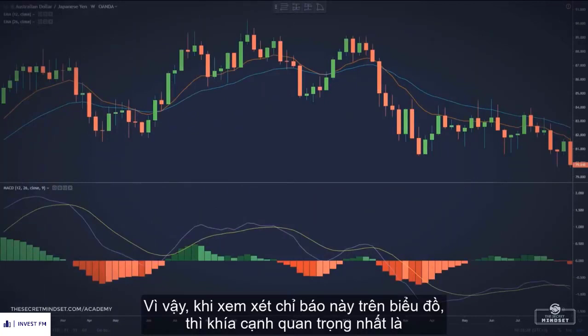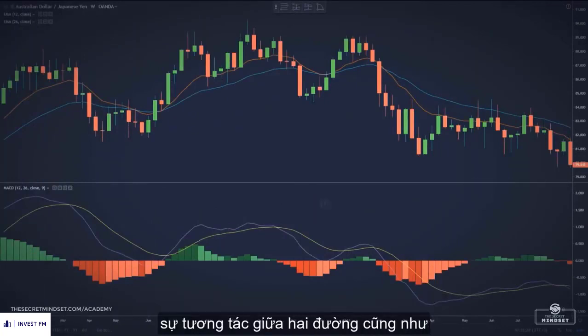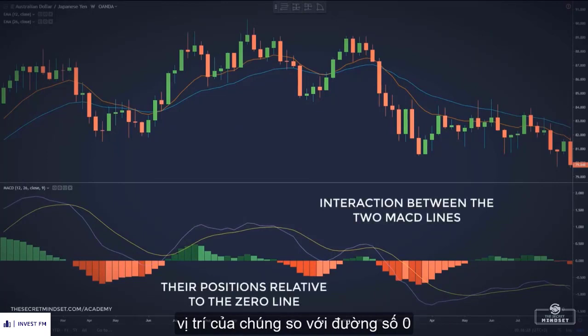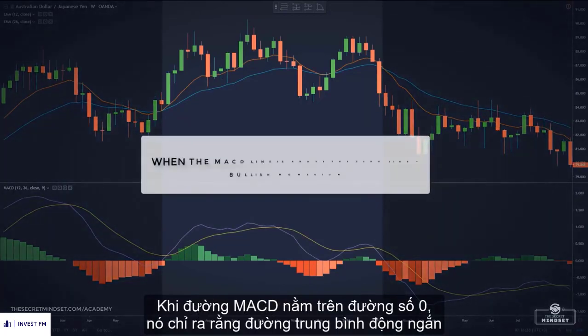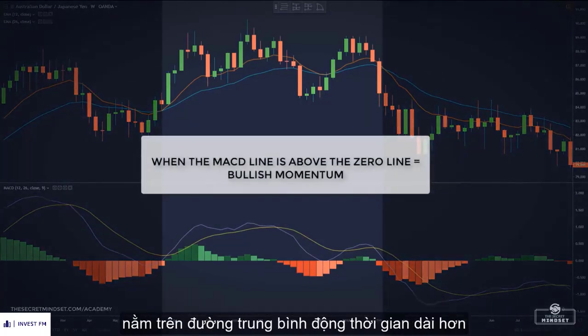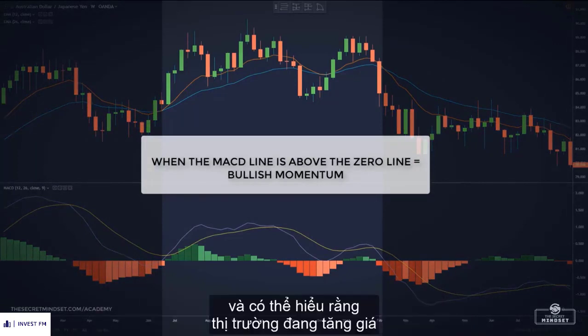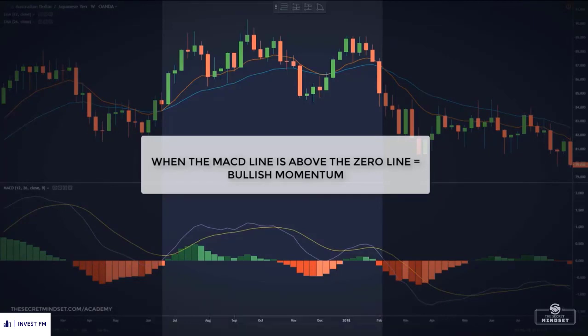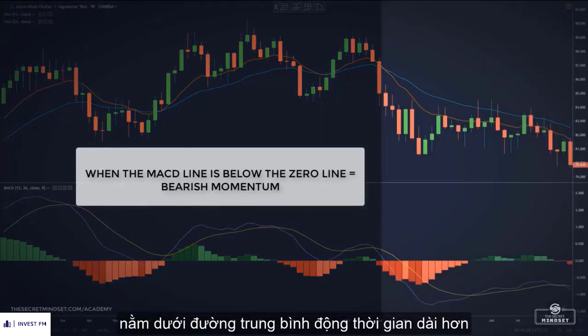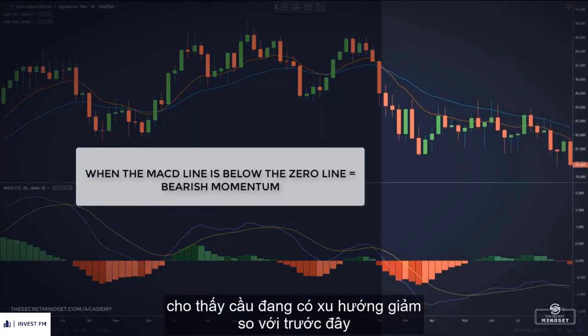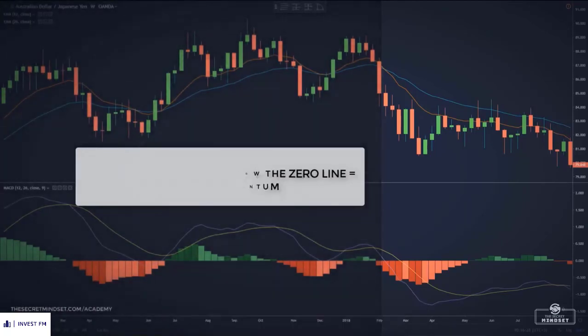So when the indicator is plotted on a chart, the most important aspect is the interaction between the two lines, as well as their positions relative to the zero line. When the MACD line is above the zero line, it indicates that the shorter period moving average is above the longer period moving average, which in turn indicates that the market is bullish. When the MACD line falls below the zero line, the shorter period moving average is less than the longer period moving average, indicating that demand is more bearish than it was in the past.